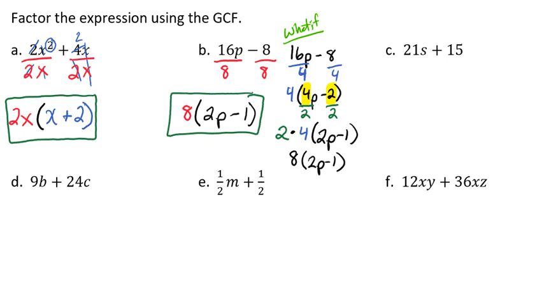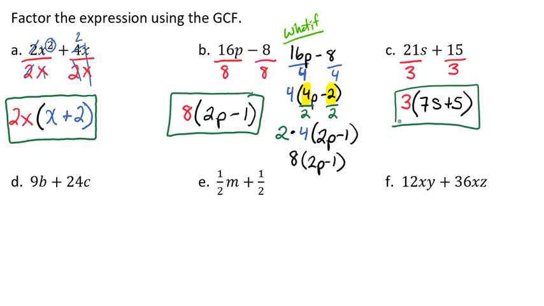Let's look at our next example. Here we have 21c plus 15. What number will go into 21 and 15? Here we see that the largest number we can pull out is a 3. So we pull out our 3, and we'll see that we're left with a 7c plus 5. And that's going to be our factored expression.